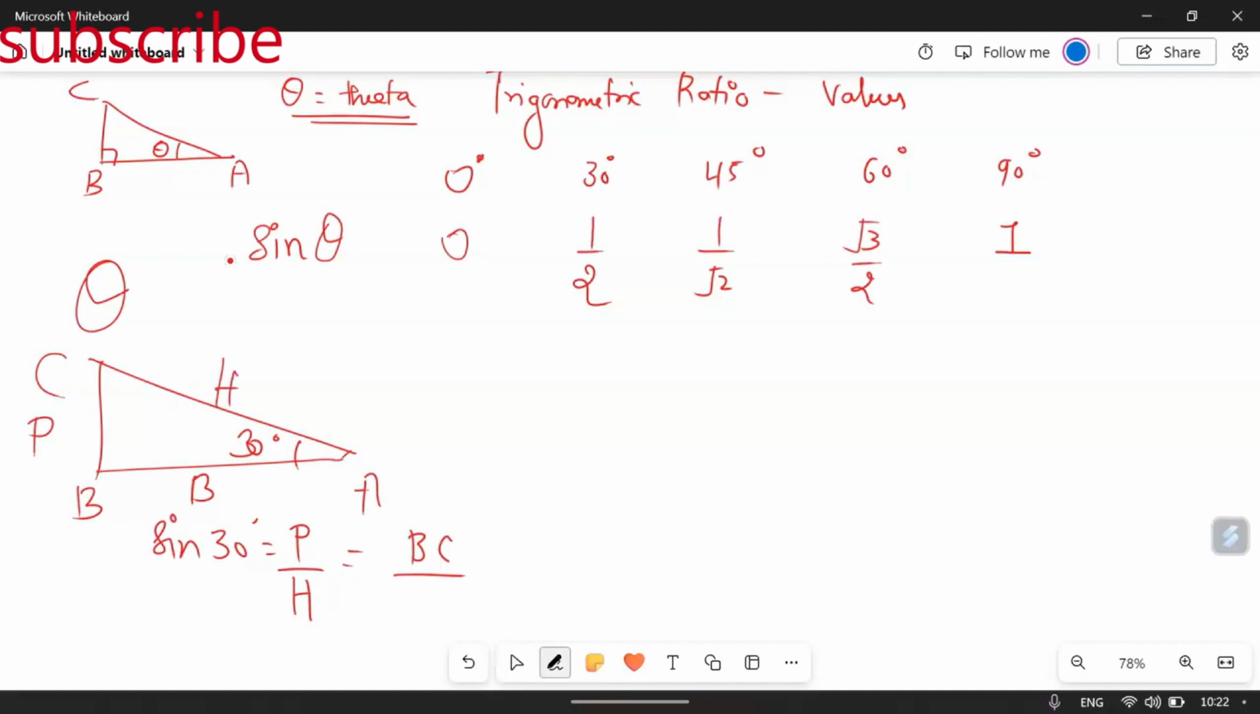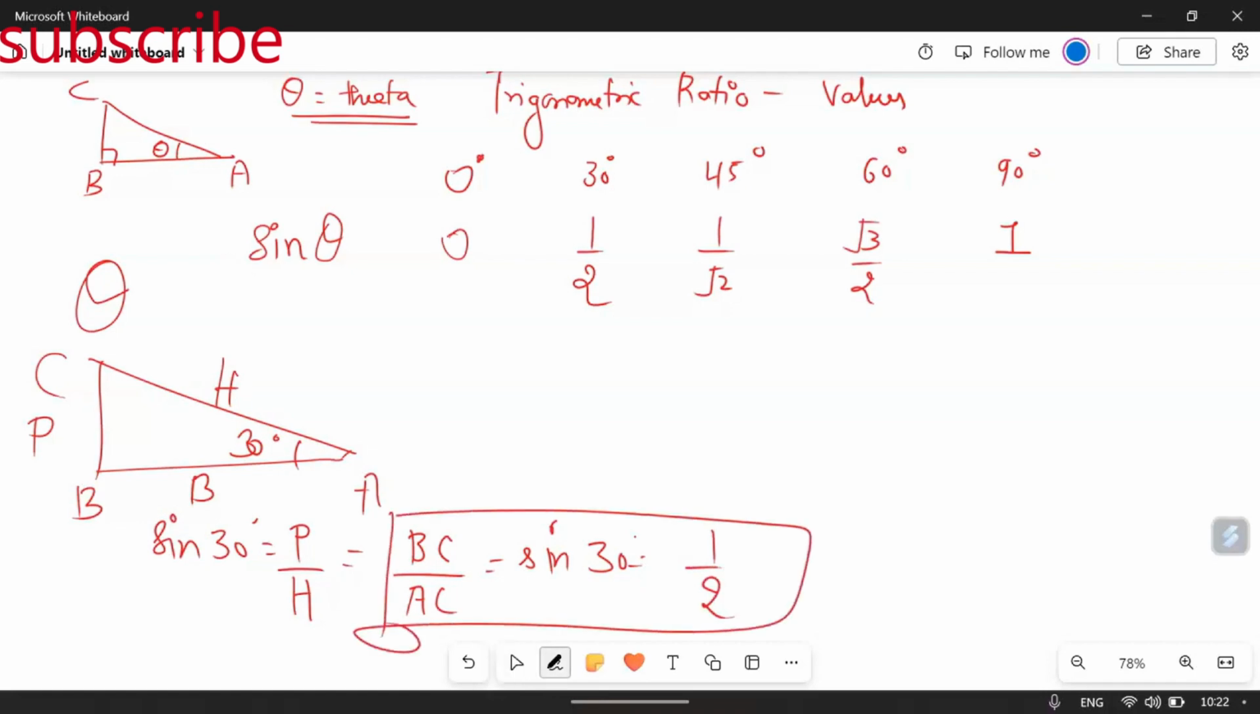So BC upon AC is always equal to sin 30 degree, and we know the value of sin 30, so we can say it is always equal to 1 by 2. So it is a kind of relation between the sides using the angles.